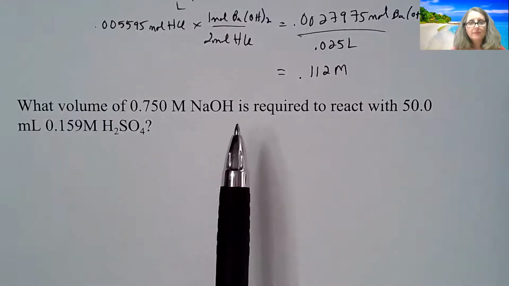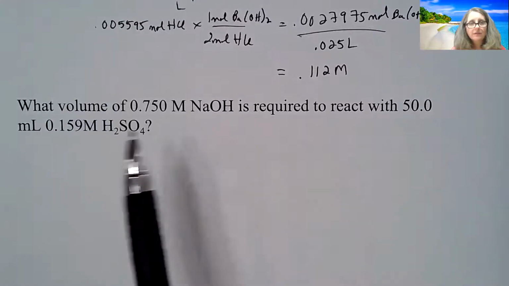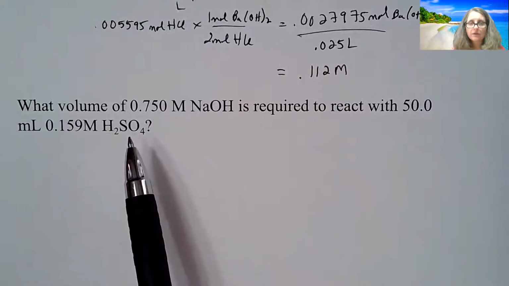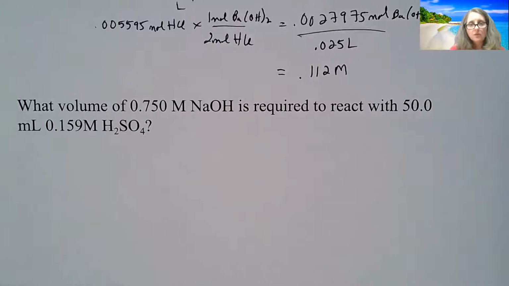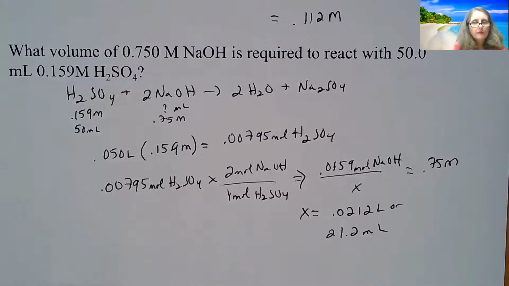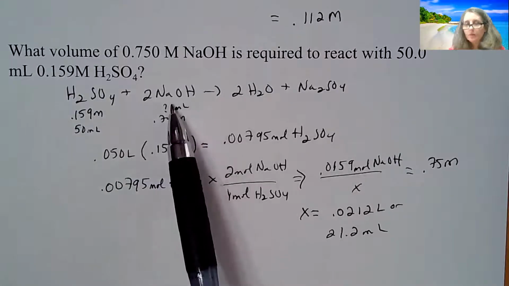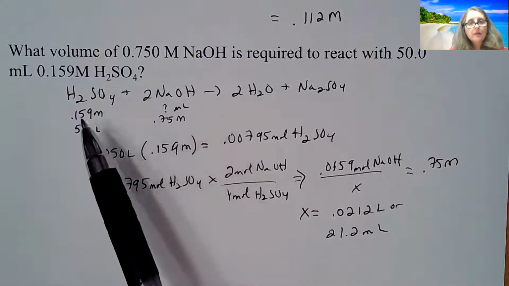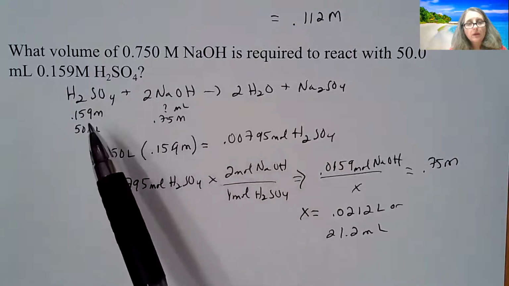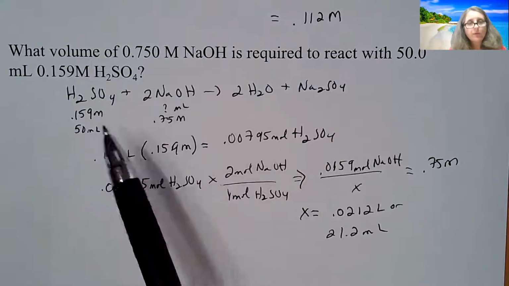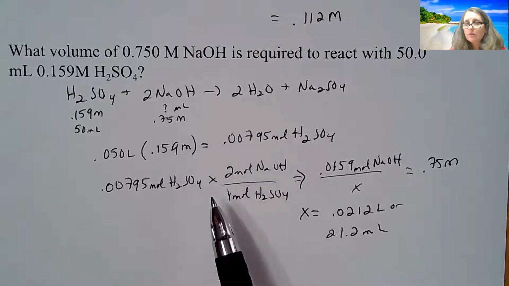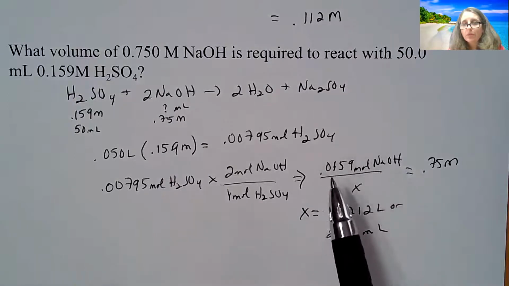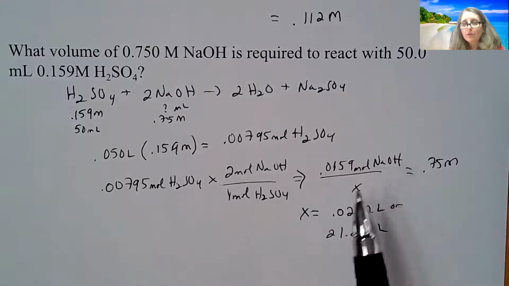You have 0.75 molarity of sodium hydroxide with 50 mils of 0.15 molar H2SO4. So the first thing you need to do is write a balanced chemical equation and see if you could do this one. So here I have the balanced chemical equation, H2SO4 plus 2 NaOH. That's really what you need for this. And again, I wrote down the information. So I had 2 bits of information for the H2SO4. So I found the number of moles of that. I then looked at it was a 2-to-1 relationship from the balanced chemical equation. So I ended up with 0.0159 moles of sodium hydroxide.